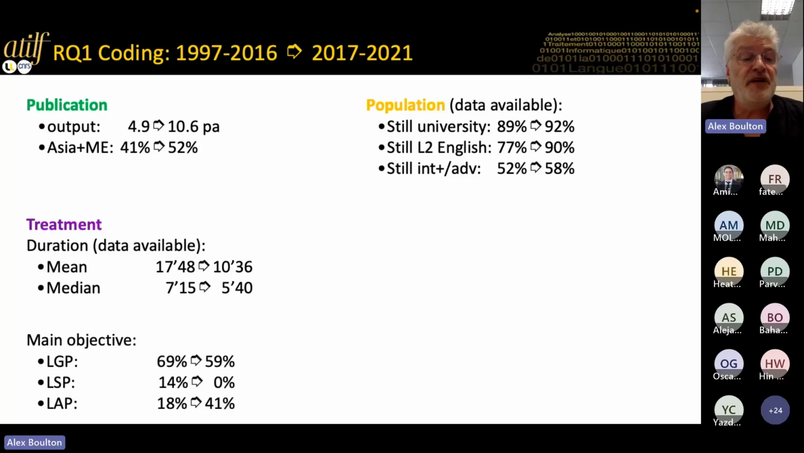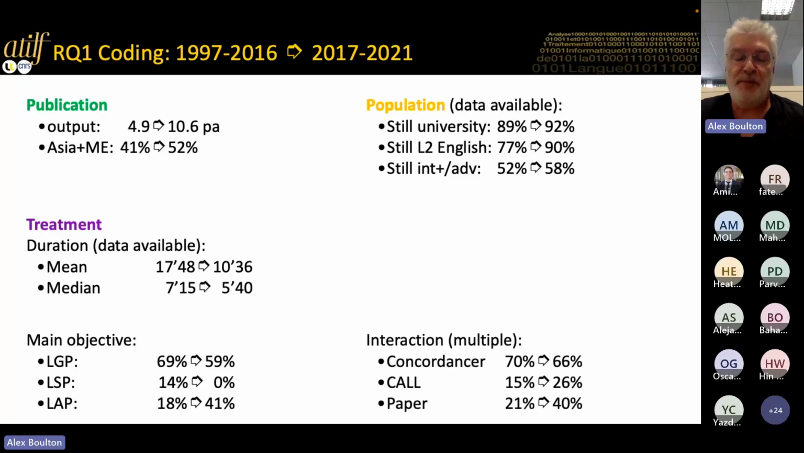The main objective: most studies are language for general purposes, but for language for specific purposes, there were 14% in the first period, the first 20 years, but in the last 5 years, there were no studies at all that had language for specific purposes. But language for academic purposes has increased. Again, you can interpret that in different ways and come to your own conclusions about what it means.